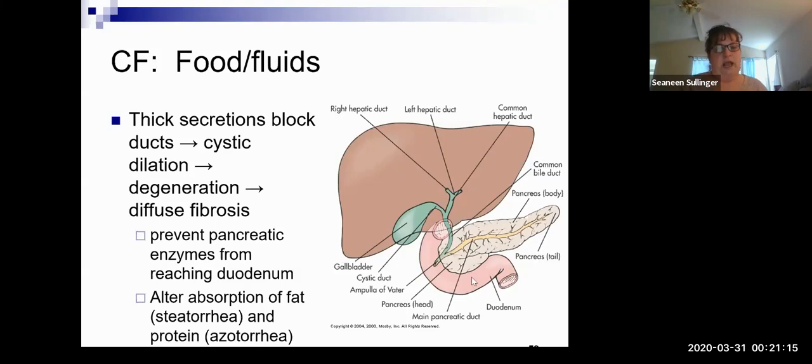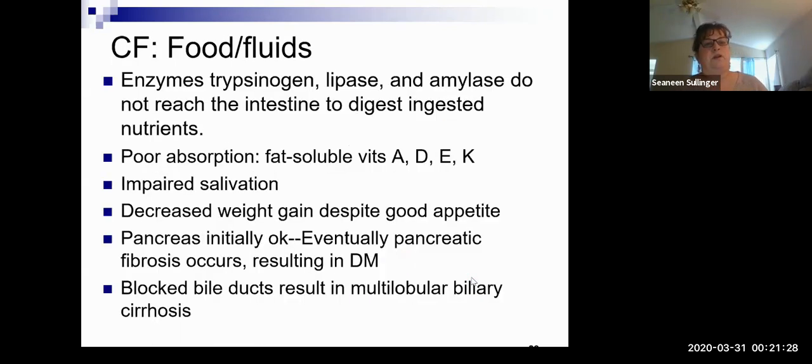There's malabsorption, and the absorption of the fat and the protein are also inhibited and changed. So it's very difficult to have proper nutrition. So there are the enzymes, trypsinogen, lipase, amylase. They don't reach the intestine, so the foods don't get digested appropriately, and you don't absorb the nutrients. Really poor absorption of the fat-soluble vitamins because the fat is affected, so your ADEK. You will see a decreased weight gain despite good appetite.